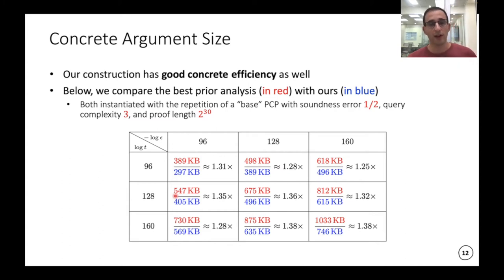We worked quite hard to make sure that all the constants in our theorems are very tight and concrete. And what we show is we actually get concrete efficiency as well. In this table, we're comparing our analysis to the best prior analysis of Micali. We took the same PCP with some soundness and proof length 2 to the 30, and we amplified it. Depending on T and epsilon, you can see the results here. In red, this is the size of the argument in Micali schemes, and in blue, it's our scheme. Overall, depending on the values of T and epsilon, we get an improvement between 20% to 40%.